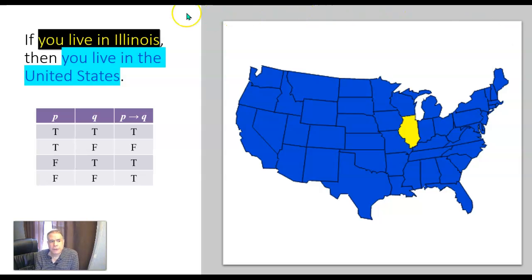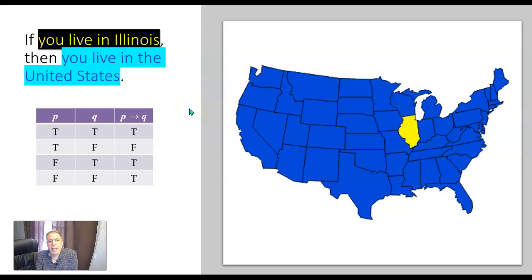So, reminder. A conditional statement says that if one thing is true, then another thing is true. And for the entire conditional statement to be considered true, the antecedent, the if part, could be either true or false. The consequent, the then part, could be true or false. But you can't have the if part being true and the then part being false. Then the whole thing would be a false statement.